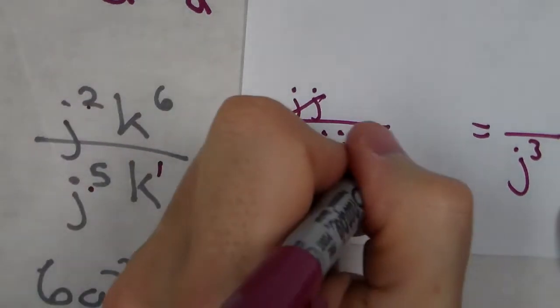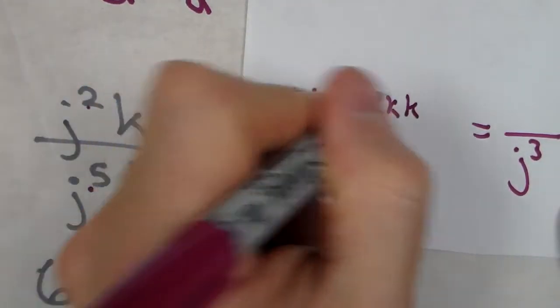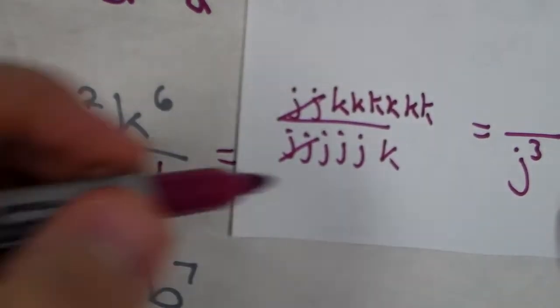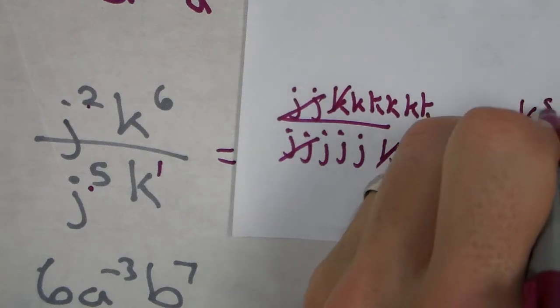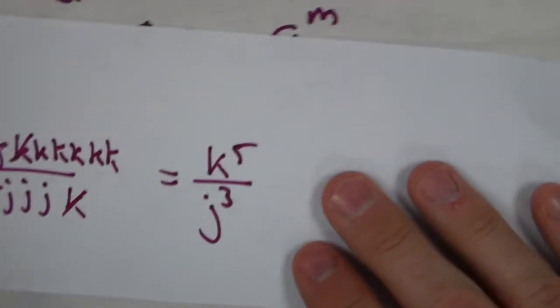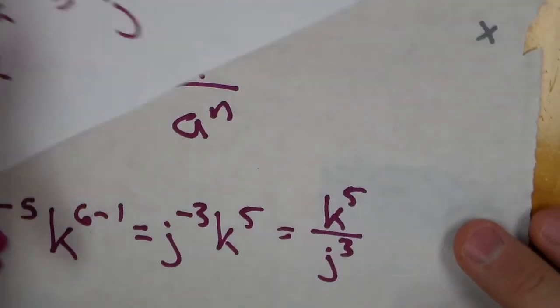k to the 6 over k. Well, if I had 6 k's up here, and 1 on the bottom, I cross these out, I'm left with 5 on top, so now it's k to the fifth as my answer, which, as we just found, was the same answer as before. So you can use this subtraction idea or this reducing idea to help you as well.